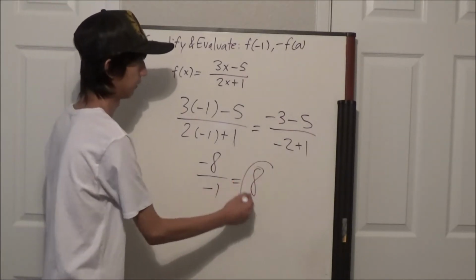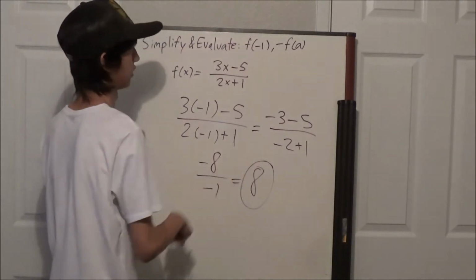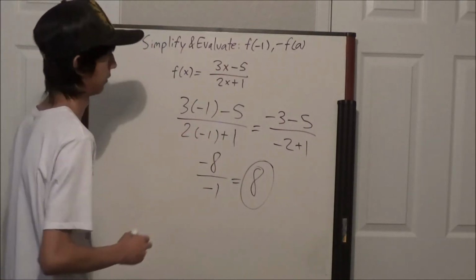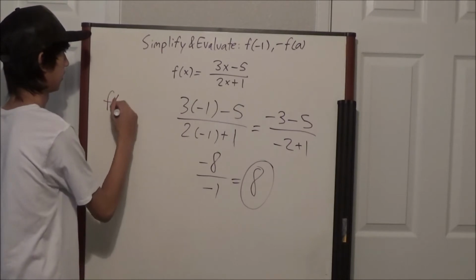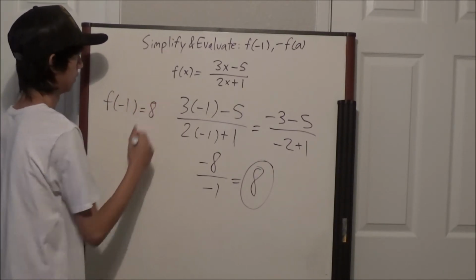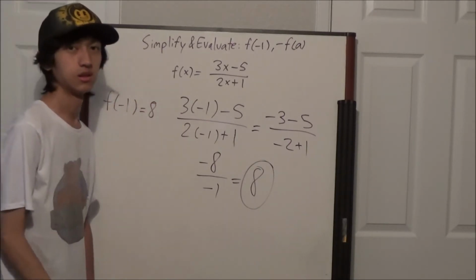So this is our answer, 8, for f of negative 1. So I'm just going to write it right here. So f of negative 1 is equal to 8.